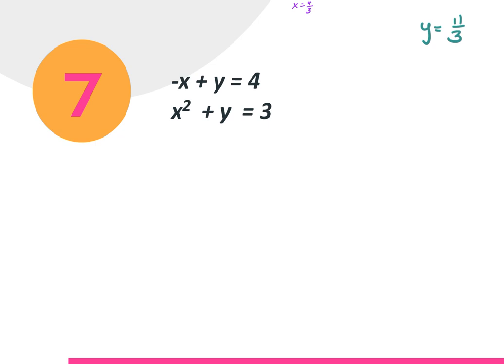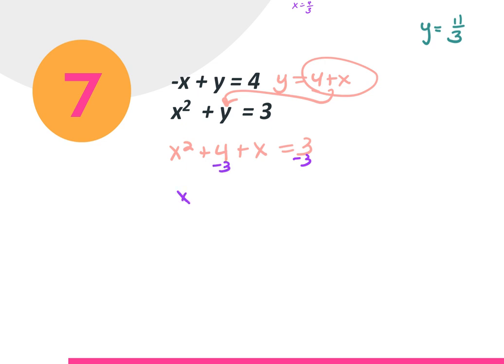What are you going to do? Solve for y in the top. So y equals 4 plus x. Take that, plug it into the y. X squared plus 4 plus x equals 3. Subtract the 3 and rearrange. X squared plus x plus 1 equals 0.